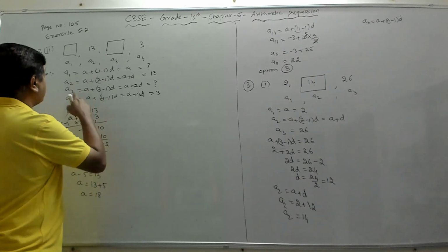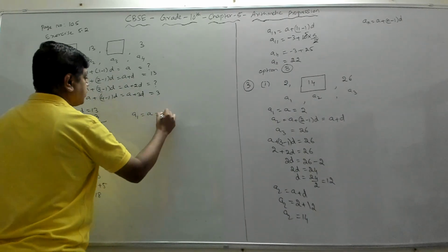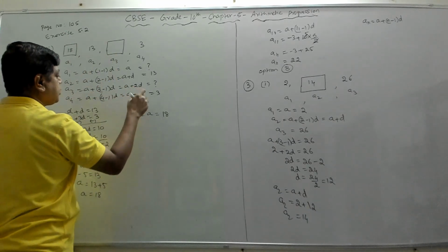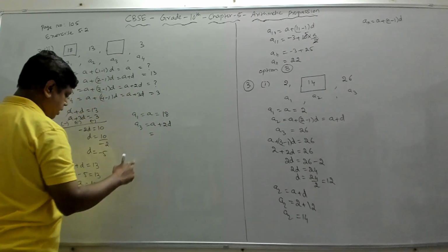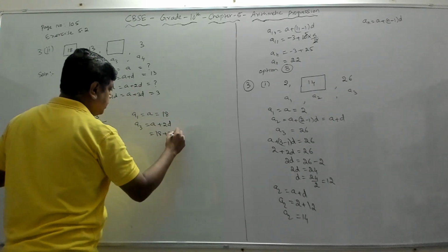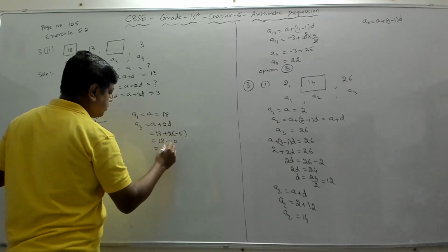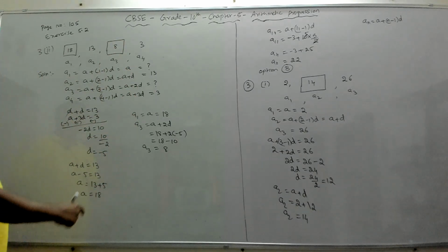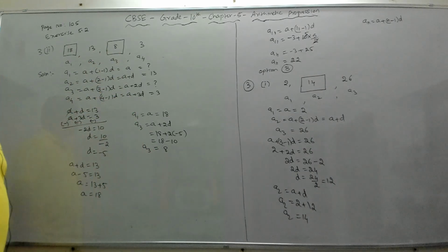So therefore our A1 is A. So our A is how much? 18. So the first term is 18. We have found this. Then A3. A3 is A plus 2D. A is 18, plus 2 into D. D is minus 5. So that gives you 18 minus 10, which is 8. That is your A3. So A3 is 8. So your A1 is 18 and your A3 is 8. So this box is 18, this box is 8. So we have found the missing boxes. Fine.